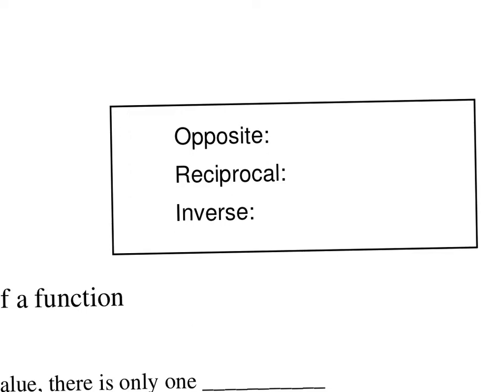So in math, opposite means negative. For example, the opposite of 5 would be negative 5. And the opposite of negative 5 would be, in fact, positive 5. So it does mean just switch the sign. Or if you want to think of it as negative, that is the definition of opposite.